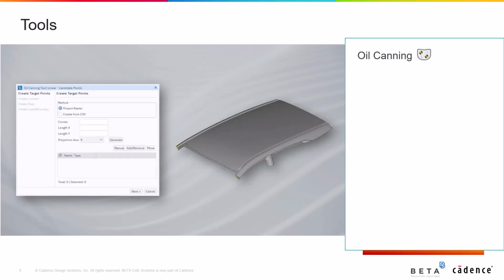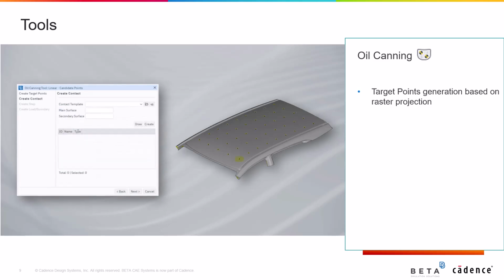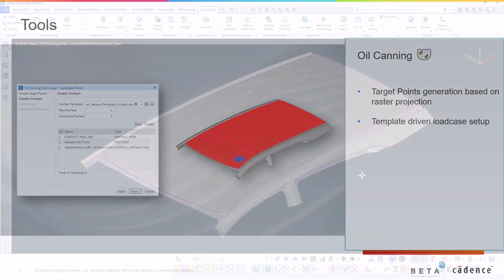In oil canning, new functionality is now available to improve the user experience. With this new functionality, target points can now be generated based on raster projection, or by loading them from a CSV file. Additionally, template-driven definition of the contact, step and boundary conditions can be performed.